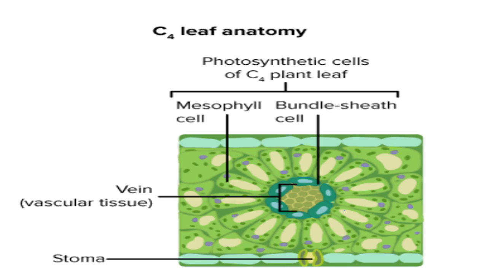This is the structure of the bundle sheath cell. It is arranged in a garland manner, that is Kranz anatomy. This is the bundle sheath cell. This is the mesophyll cell. This is the bundle sheath cell. This is the vein, the internal structure of the vein. This is the stomata. Photosynthetic cells of the C4 plant leaf. Transverse section of the C4 plant leaf anatomy.